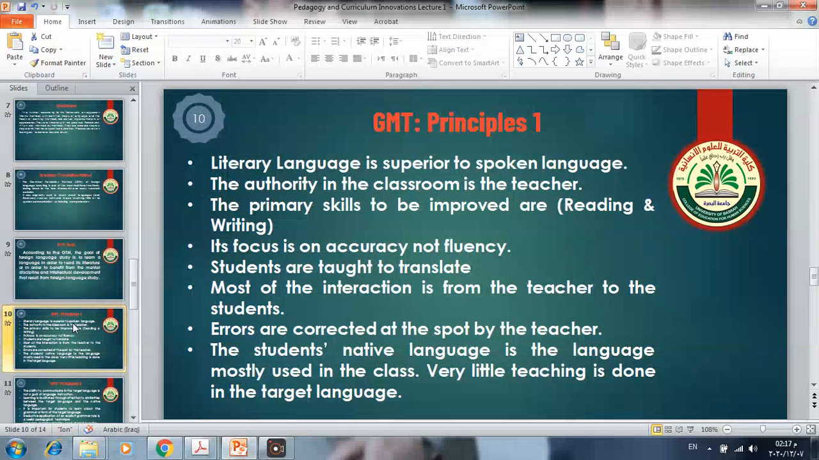Now, the students' native language is the language mostly used in the classroom. So for example, if we choose to teach English, in our situation, it's okay to use Arabic to teach English. This is of course according to the grammar translation method. So the native language is the dominant language inside the classroom, and very little teaching is done in the target language.